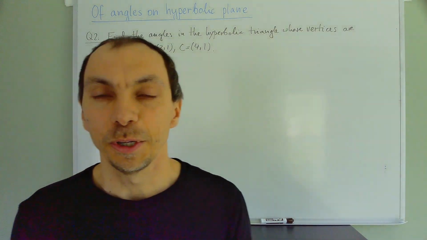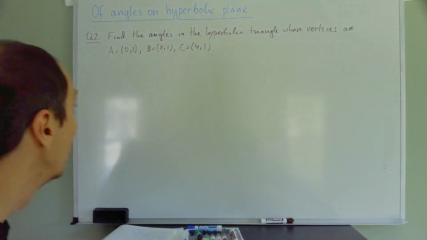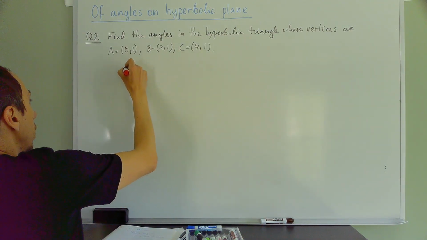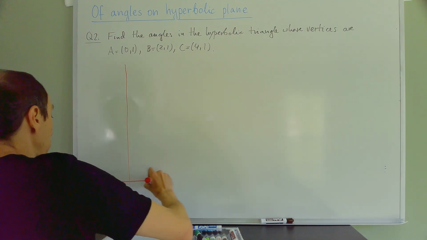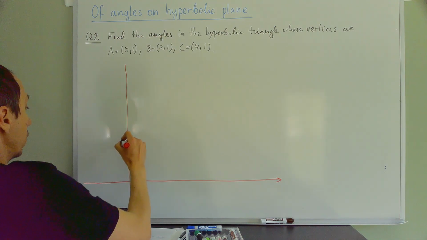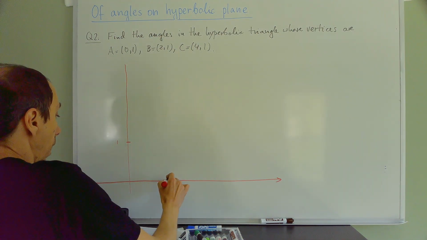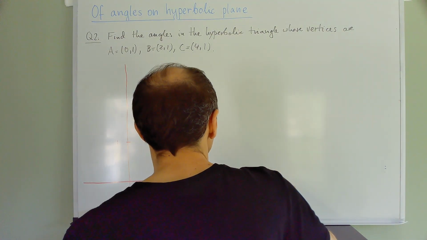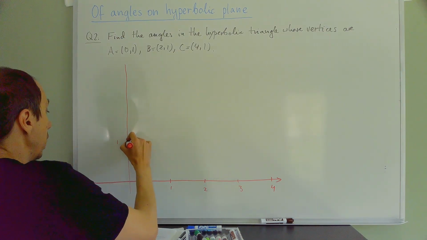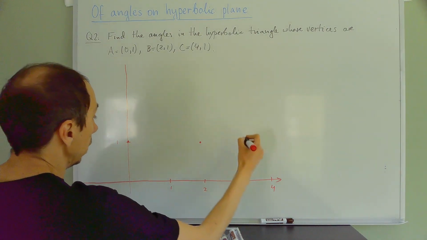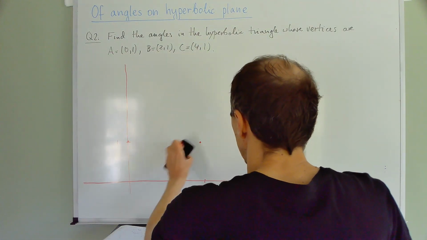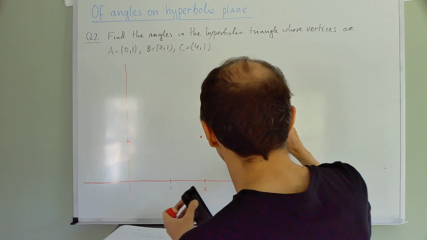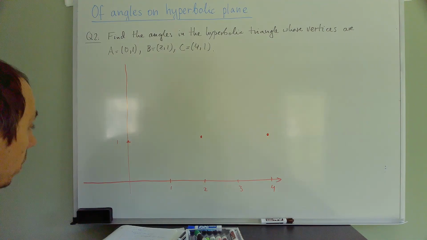So you see, from the Euclidean point of view, they all lie on the same line, namely y equals 1. But on the hyperbolic plane, they actually form a triangle. So here's a hyperbolic plane. The points are here: A, B should be on the same level, B and C. So how does the hyperbolic triangle look?